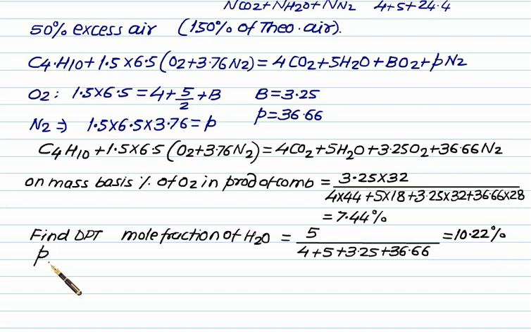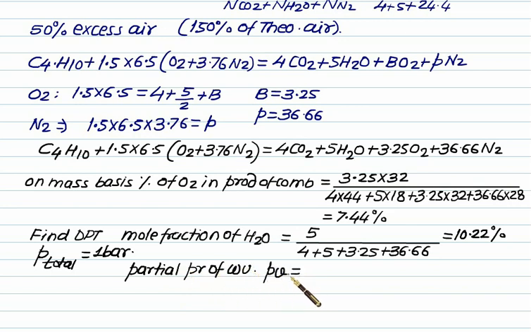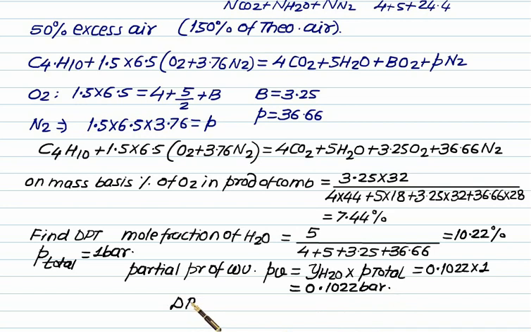Total pressure, suppose we have equal to 1 bar. Then you have to calculate the partial pressure of water vapor, which is normally denoted as PV, which will be equal to the mole fraction of H2O multiplied by the total pressure, P, equal to 0.1022 multiplied by 1, which will be 0.1022 bar. Then using the steam table, you have to find the dew point temperature, equal to Tsat at 0.1022 bar.